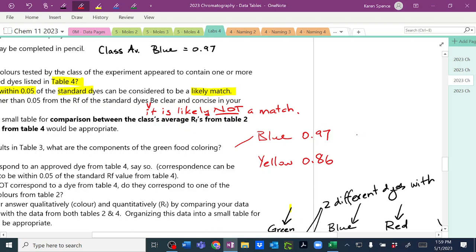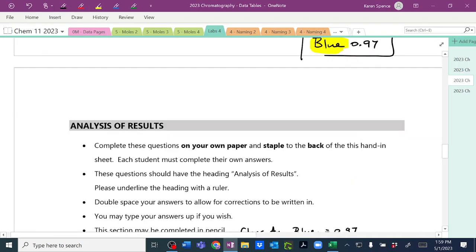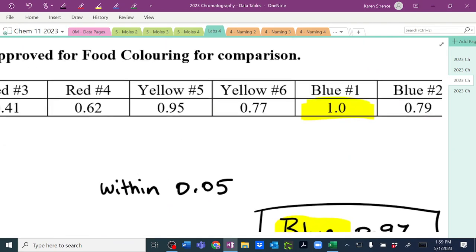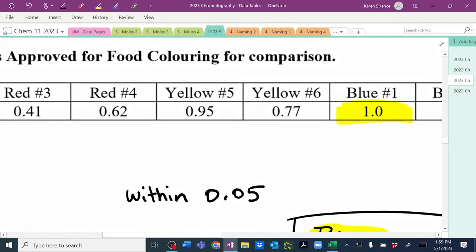And you could say, oh, the blue is like blue number 1. And the yellow, if we did end up with an RF that was 0.86, let's take a look here and see what we could say about it. Is that close enough to yellow number 6 or yellow number 5? 0.86.